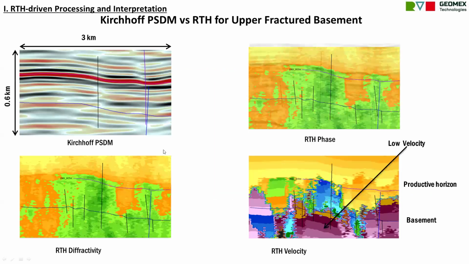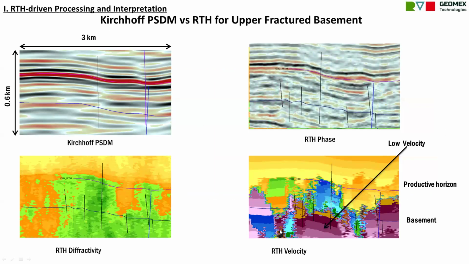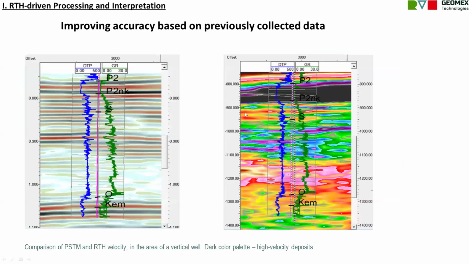This is a fault. The next is very similar, but here we use diffraction: RTH diffractivity, Kirchhoff migration, RTH phase, and our velocity. The same upper fracture. Very interesting approach. This is an example of ours from 10 years ago. We first obtained this comparison with pre-stack time migration. What is pre-stack time migration? It's high velocity. What is the image of our velocity, RTH velocity.